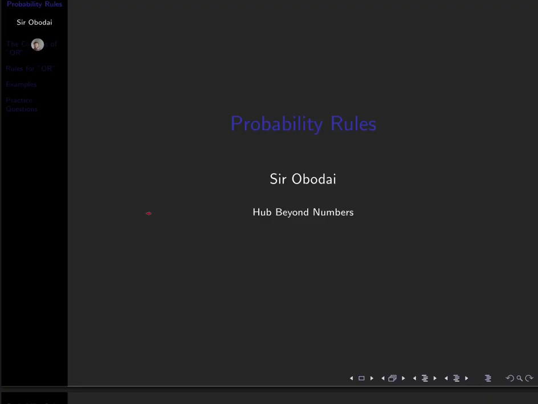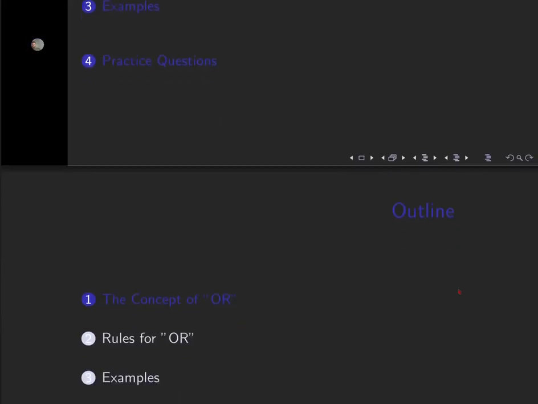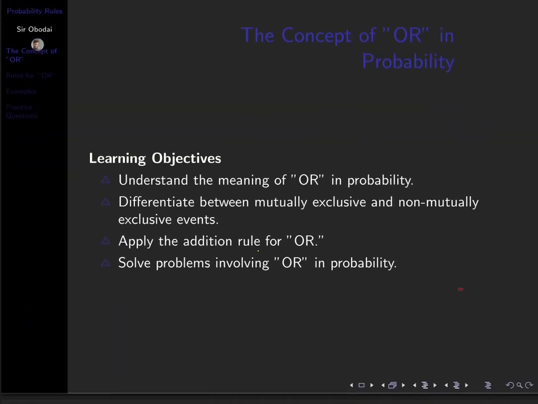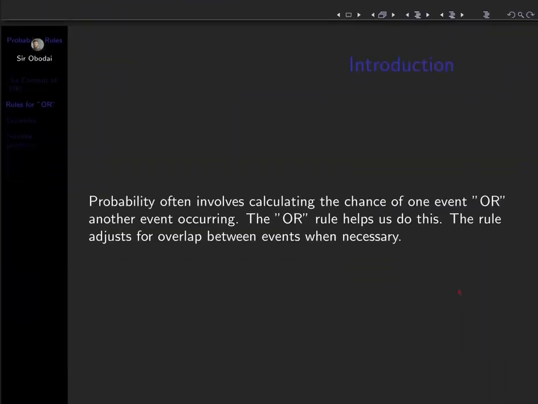We are still on probability. We are looking at the rules of probability. We've looked at addition, and now we are looking at "or". When we talk of the "or", what do we mean? By the end of this video, you should be able to understand the meaning of "or" in probability. You should be able to differentiate between mutually exclusive and non-mutually exclusive events, apply the rule of "or", and also solve some questions as well. Now, let's go straight to it.